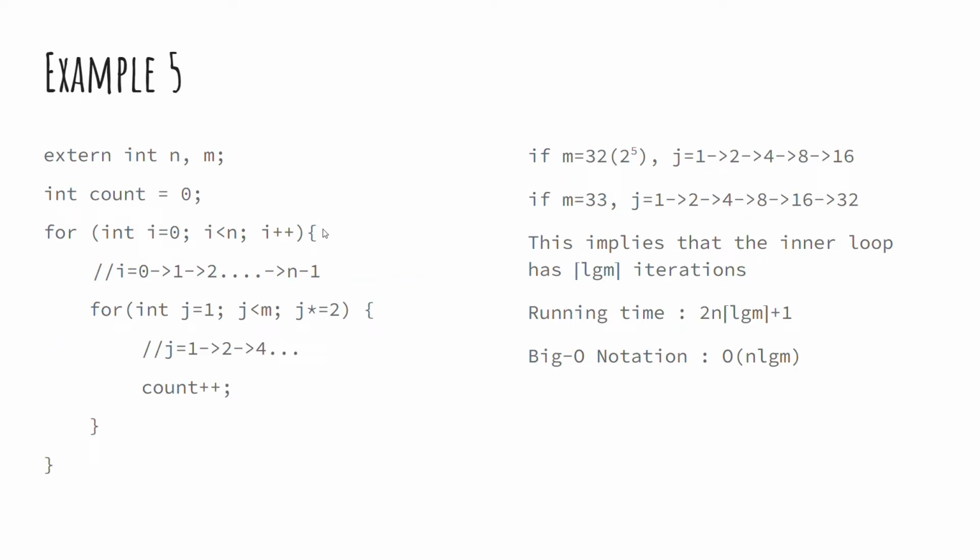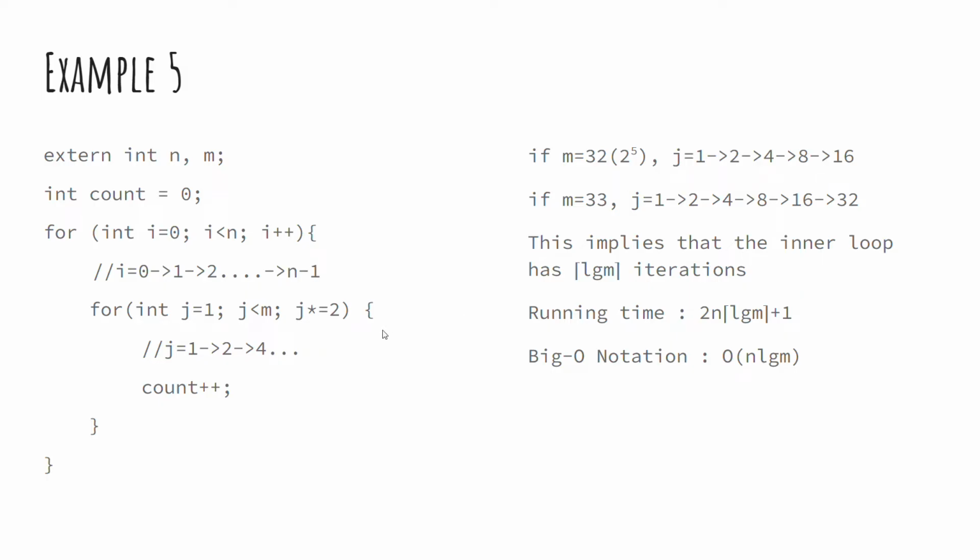Okay, so for example 5, we again have two nested for loops. We first initialize count to 0, and then the outer for loop has an iteration variable i, which goes from 0 to n minus 1, and then the inner for loop has an iteration variable j, which goes from 1 until it is less than m. We don't exactly know the number of iterations, but the way we'll find this is by taking some examples. So let us take m equal to 32, which is 2 to the 5.